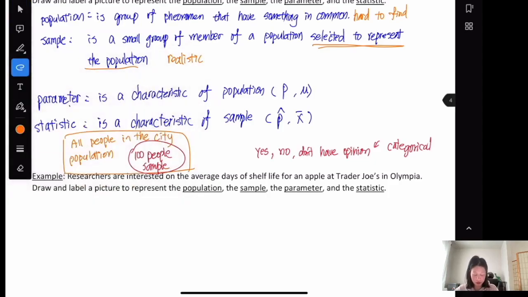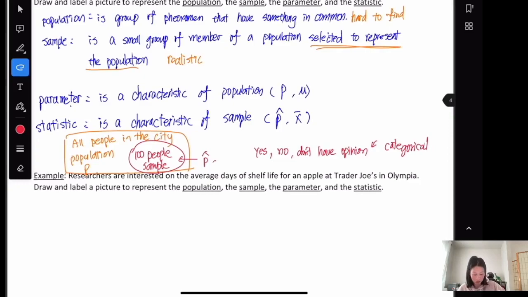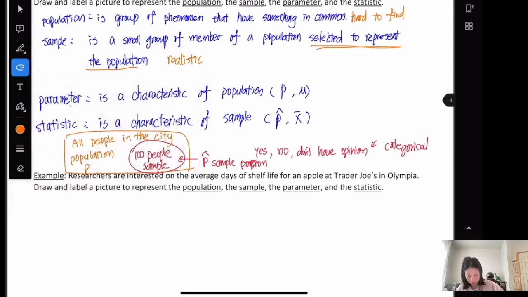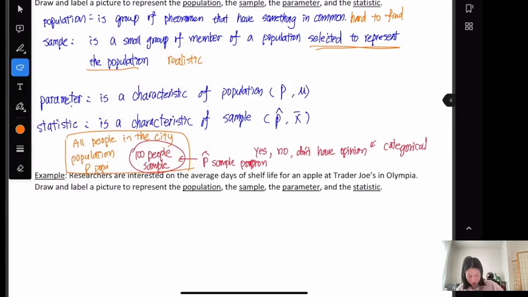When it comes to the parameter, this is going to be a population proportion, P. And when it comes to the statistic, this is going to be P hat, which is the sample proportion. And population proportion.